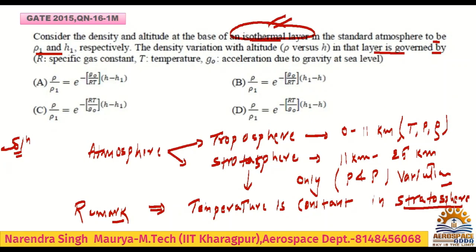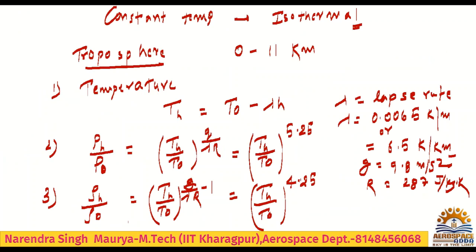Similarly, we have a formula for the stratosphere, and that formula you need to remember. As I mentioned, that variation of the pressure and density will have. What about temperature? Temperature must be constant. So that you need to remember there.